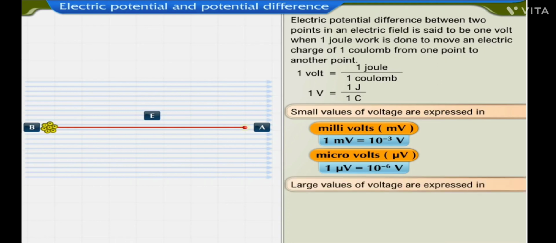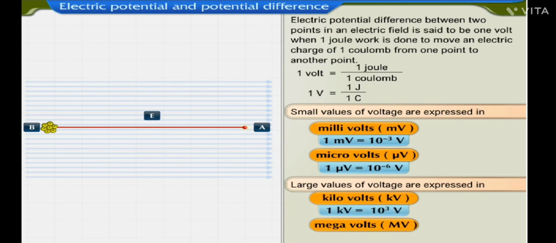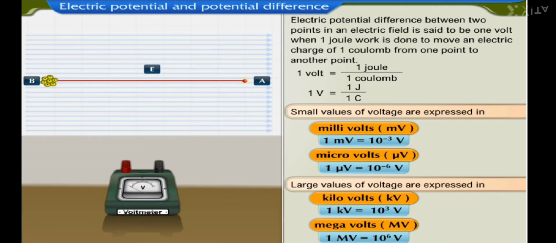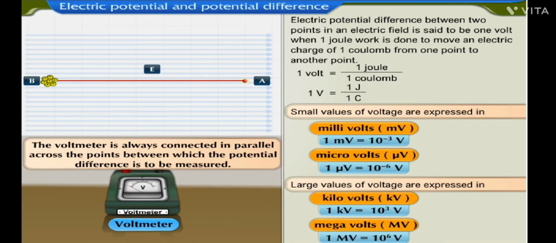While large values of voltages are expressed in kilovolts and megavolts. 1 kilovolt is equal to 10 to the power 3 volts. 1 megavolt is equal to 10 to the power 6 volts. The instrument used to measure potential difference is called a voltmeter. The voltmeter is always connected in parallel across the points between which the potential difference is to be measured.